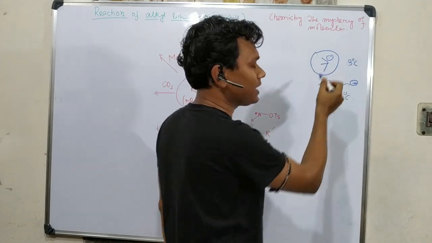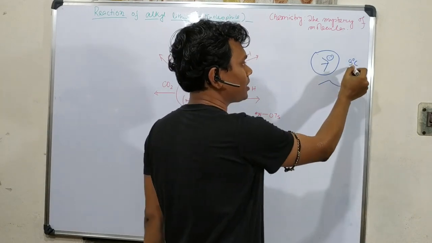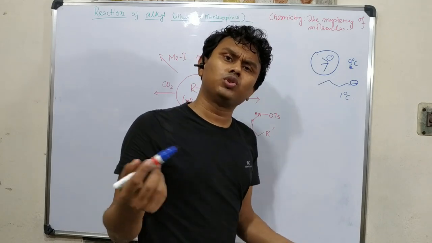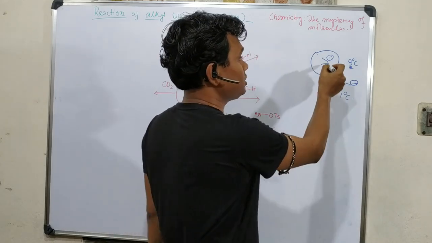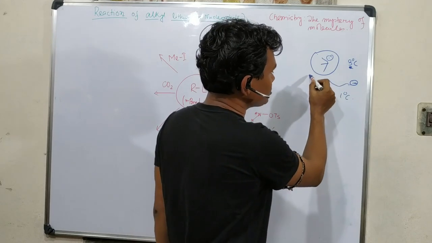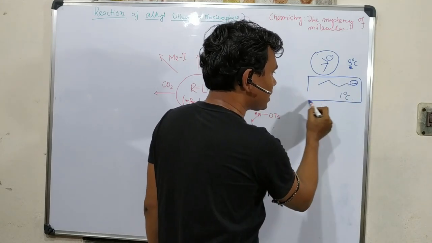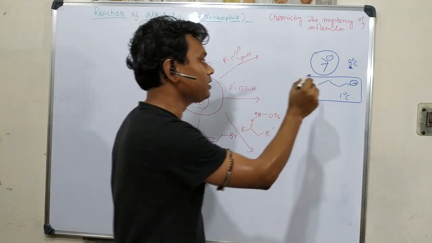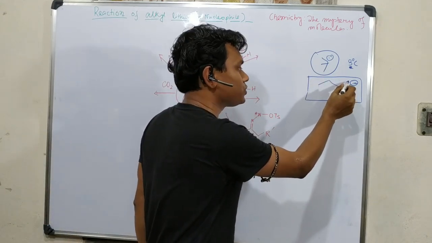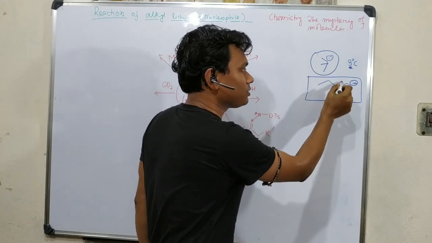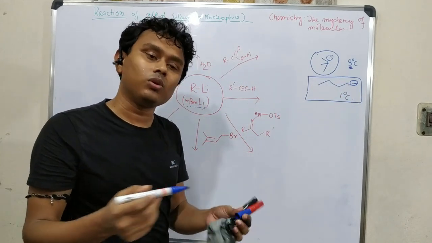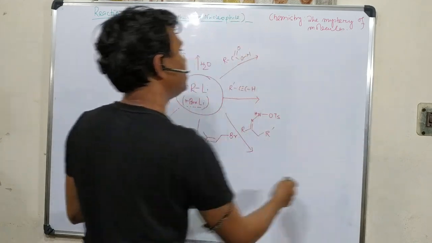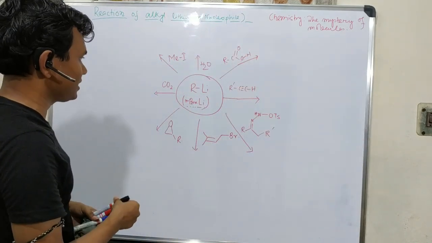Second point is that the negative charge is on the tertiary carbon, so stabilization is very, very less. That's why it is one of the strongest bases. But in the case of n-butyl lithium, the negative charge is on a primary carbon, which results in less basicity compared to this, and consequently it is more nucleophilic in nature. So keeping this fact in mind, we will start the reactions.